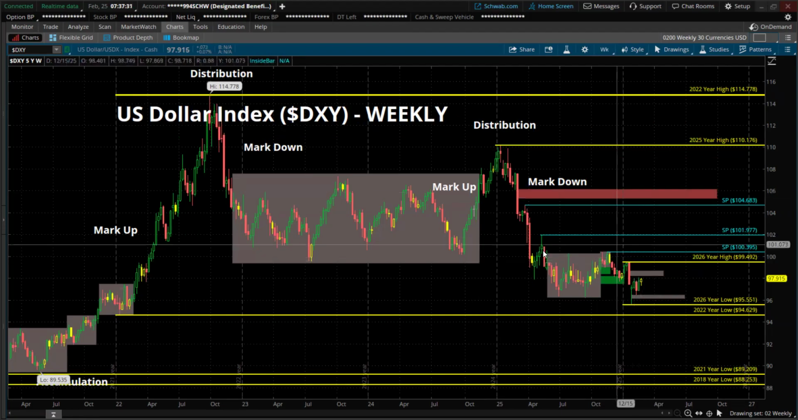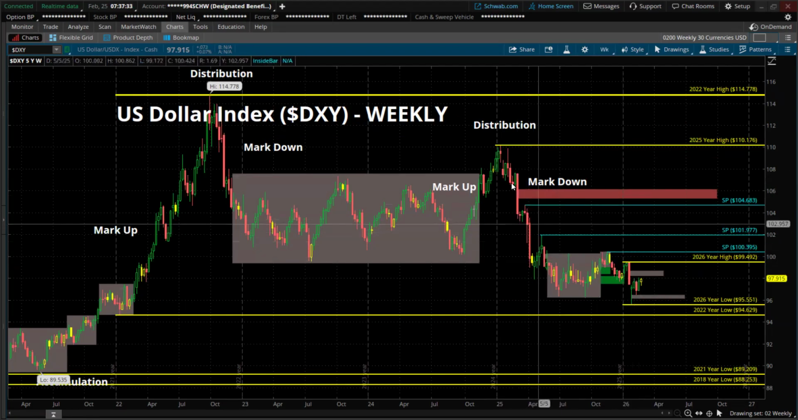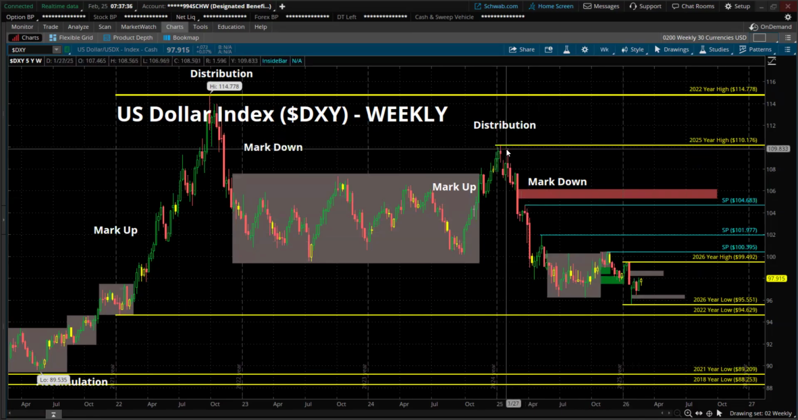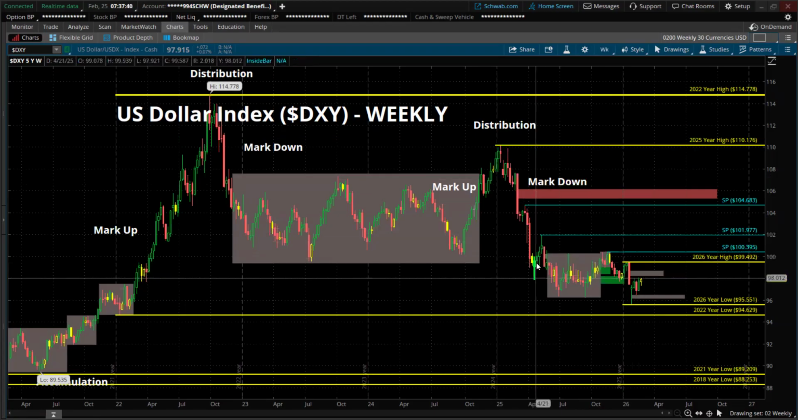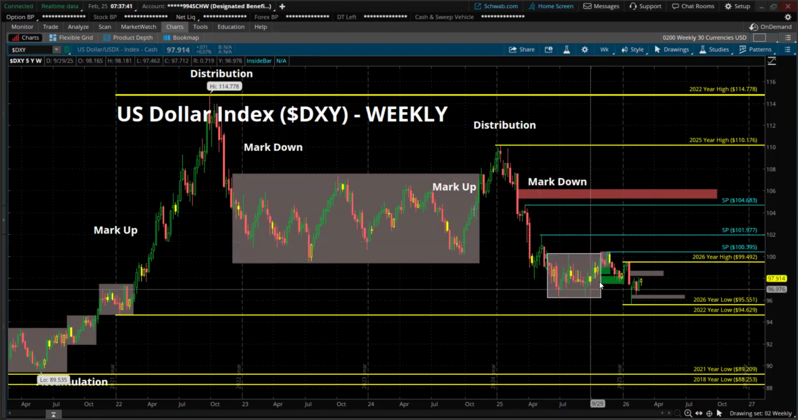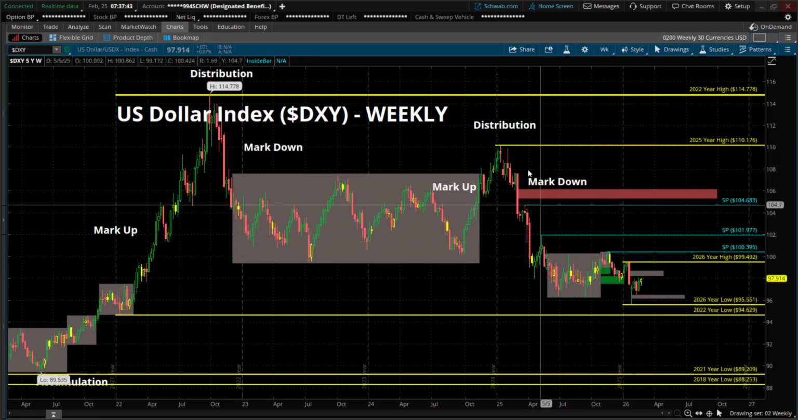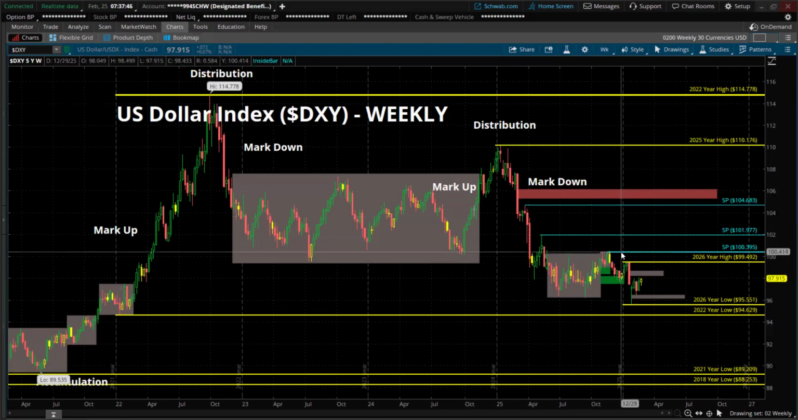You have natural retracements from the trends, like the high of 2025. And then here, we had a retracement, and then went lower. We had a retracement and went lower. So again, the US dollar is grinding down in value.